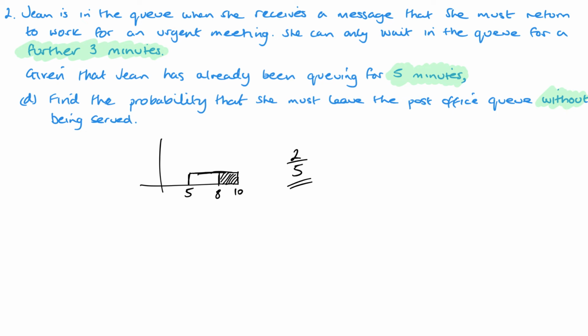Okay, so the probability where we're basically looking at it being greater than 8 minutes, given that she's already been there 5 minutes. So I suppose we're looking at the probability when x is greater than 8, given that x is greater than 5. That's essentially what we're doing there. And you can use the formula, but using the diagram is just so much easier.